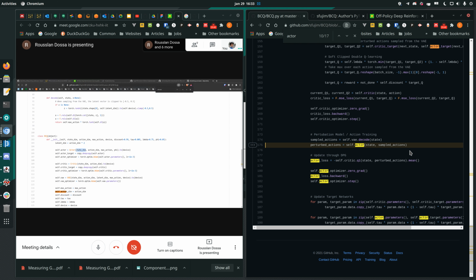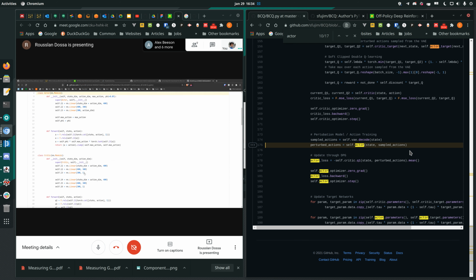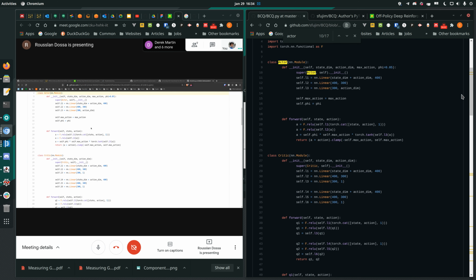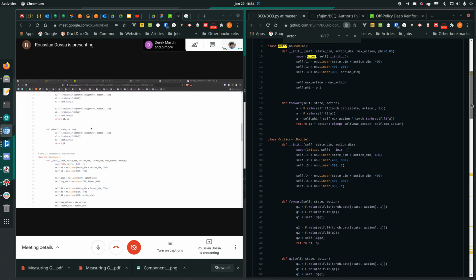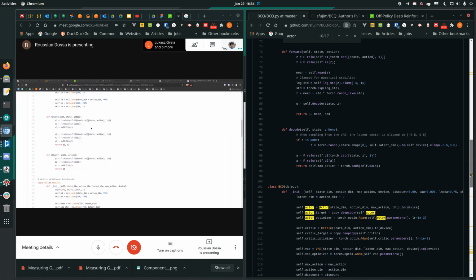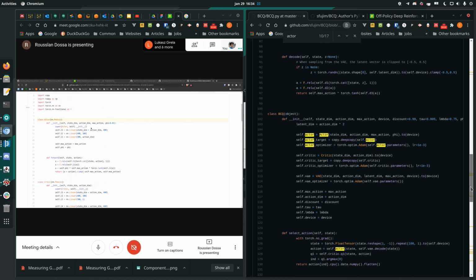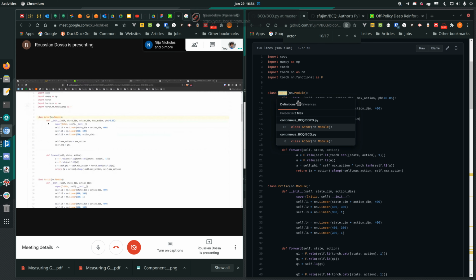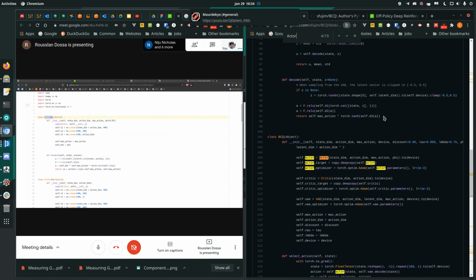Sorry? The actor here in the author's code is probably the VAE policy plus perturbation. Wait. Oh, I see. So there is an actor defined, but there's also another actor defined under the BCQ class, and that might be different. Okay, I think the perturbation network is the actor here.